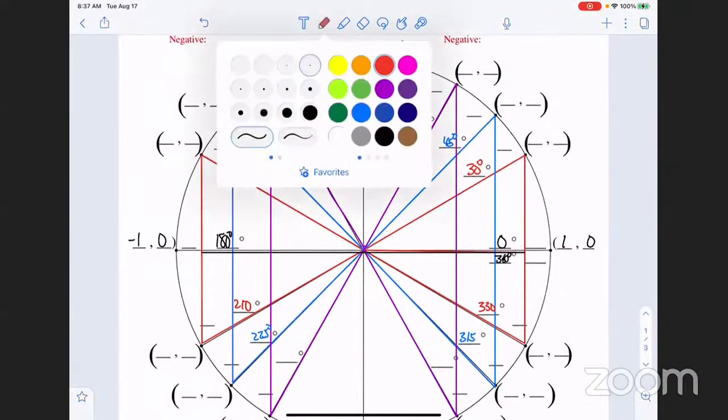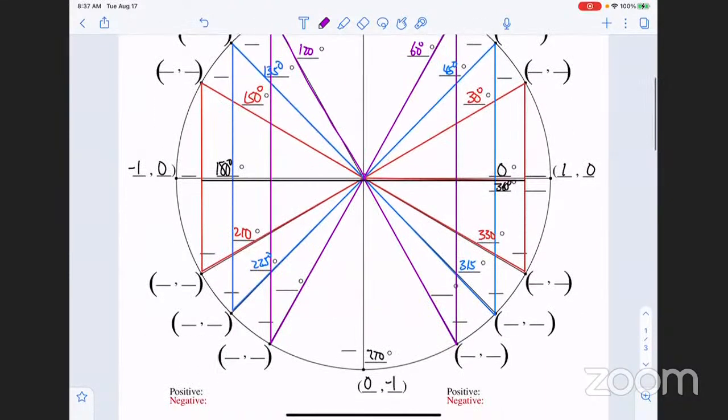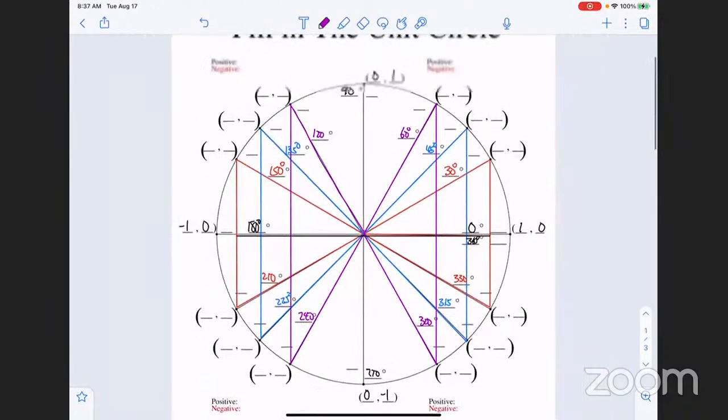And the purple one is going to be 60 degrees, because it's double 30, which is 60. And this is 120, 180, 240, 300. And that should finish with all the angles.